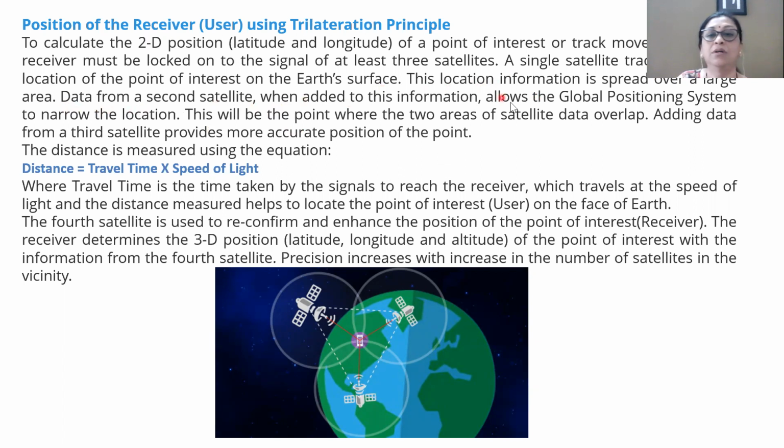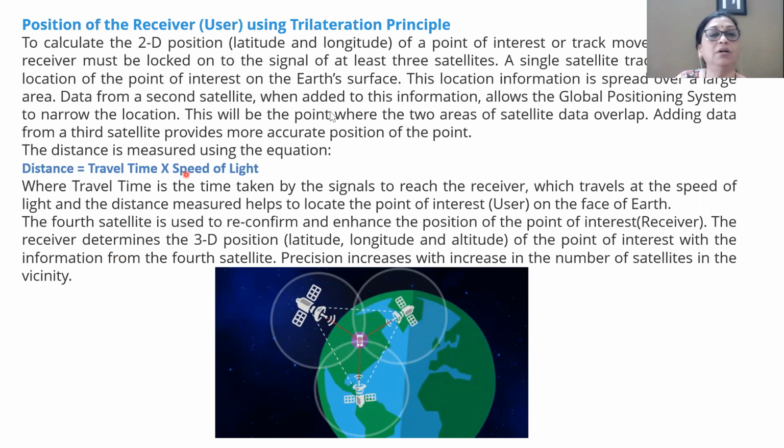Okay, so initially the information was spread over a large area. Now this second calculation will lead to narrowing of that area. So this will be the point where the two areas of the satellites overlap, somewhere here, as you can observe. So a large area is now divided into a smaller portion of area, and the system identifies that the current location is somewhere here in this area.